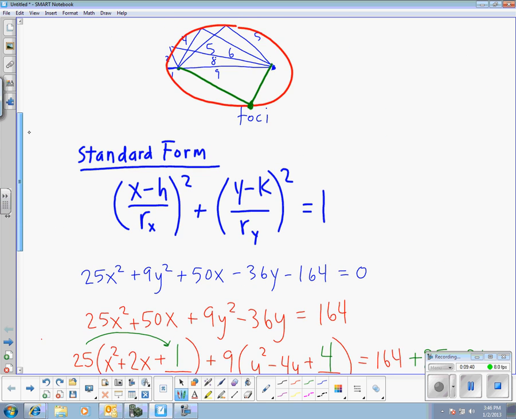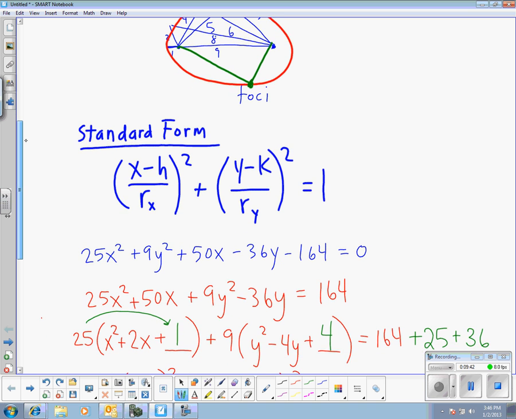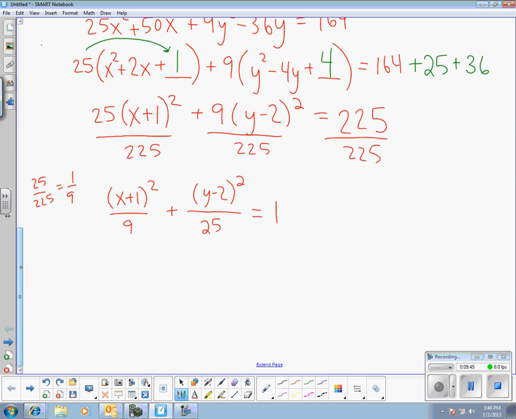I'll accept this r sub x and r sub y are within the parentheses being squared. So your last step is to take that 9 and put it into the parentheses and make it a 3. The 25 goes into the parentheses and it becomes a 5. So this is the standard form of this equation. I haven't changed it. I haven't changed the shape of it. I've just changed the way it looks, just like we did with circles.